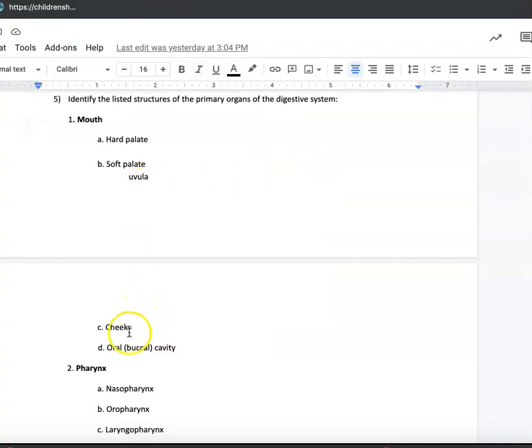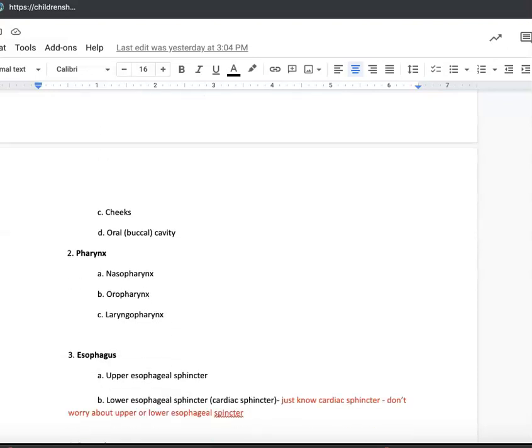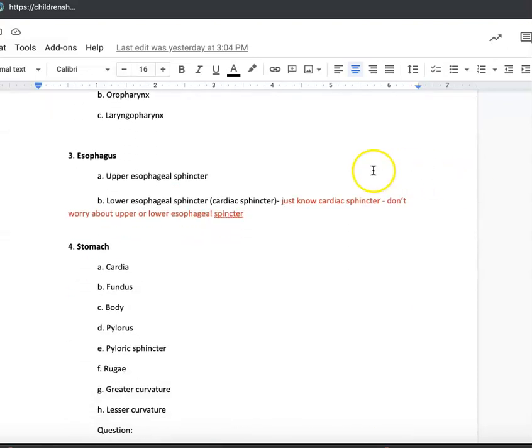So we did this. The cheeks, your cheeks are your cheeks. I can't really point to that. Your oral buccal cavity is basically your mouth. And again, that would be difficult for me to point to. So we got the pharynx. We talked about the esophagus. Do not worry about the upper esophageal sphincter. I can't really point to that, and I will do the cardiac sphincter in another video.